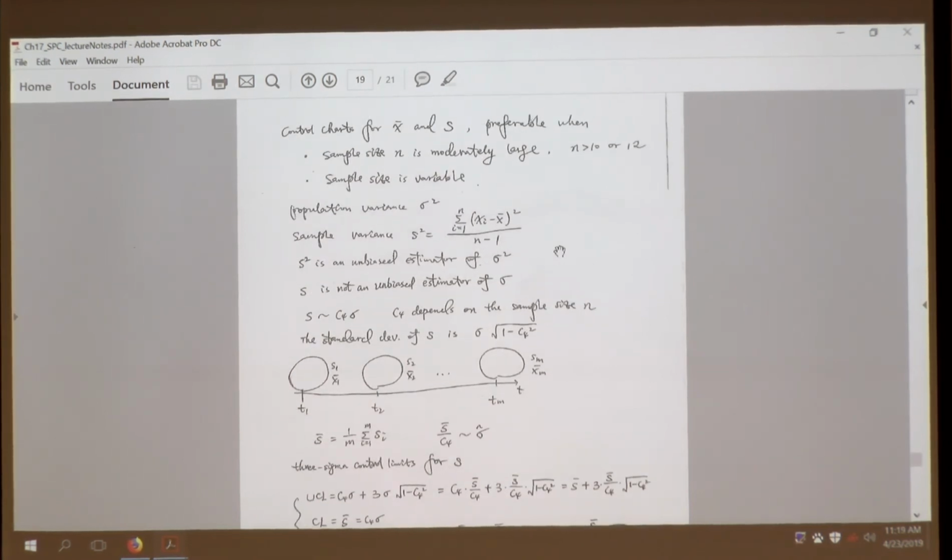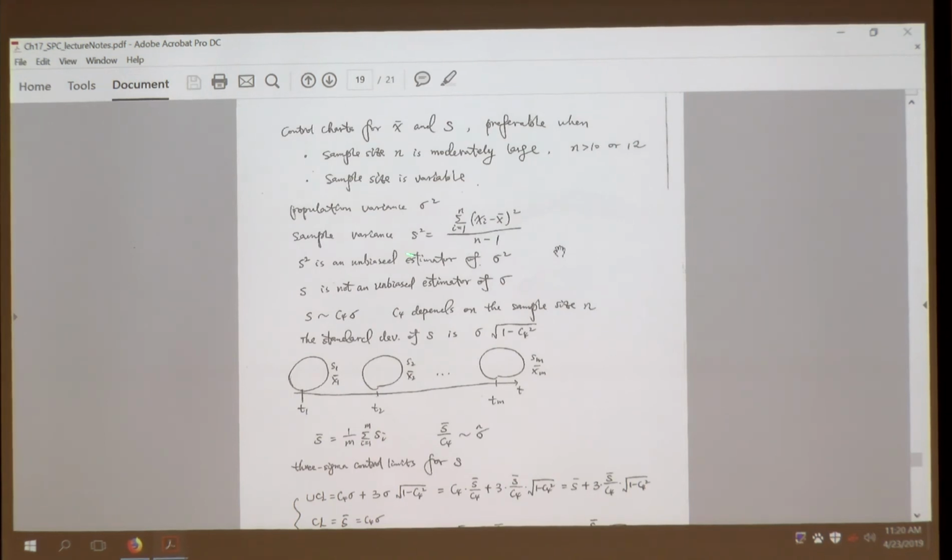Now, we discussed the control chart for X bar and R chart. Now let's have a look at the X bar and S chart. By its name, in the R chart we're monitoring the range, and in the S chart we're going to monitor the standard deviation, the sample standard deviation. This is preferable when the sample size n is moderately large, greater than 10 or 12, or the sample size is variable.